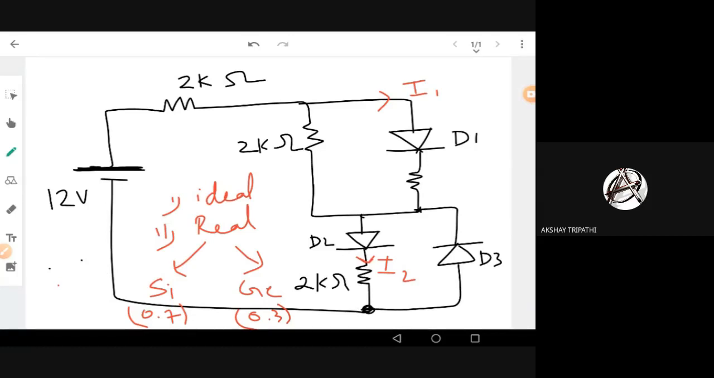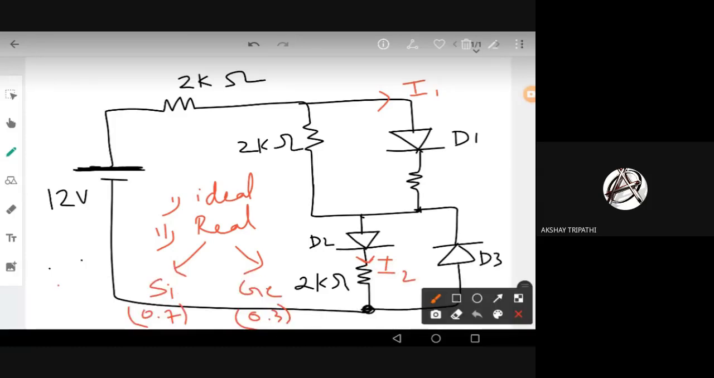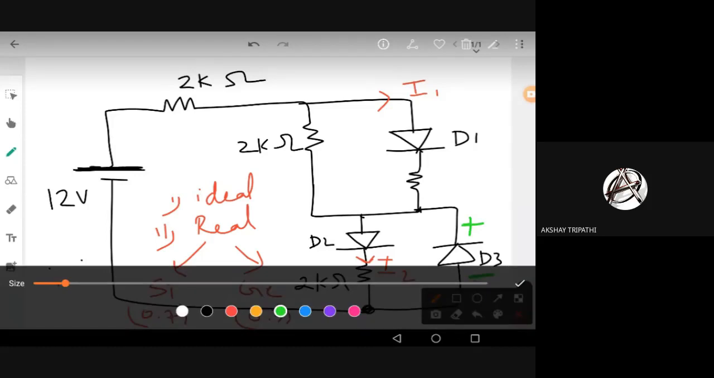Here also the idea is the same. We need to find the first state after inspection. You can easily see, just by inspection, that this diode is always reverse biased. This is the D3 diode, right? It is always reverse biased. So what happens? We don't need to consider that diode at all, because it is always remaining in a reverse bias condition.